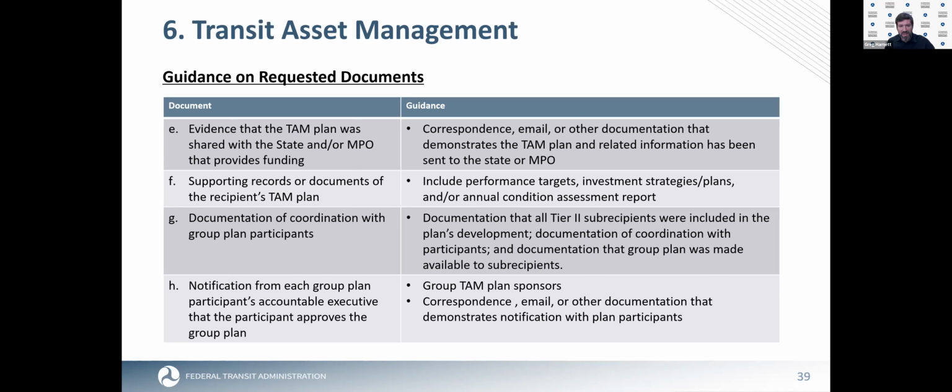Moving on to item H, again, group TAM plan sponsors would provide notification from each of the participants in the group TAM plan that basically shows that the accountable executive from your participants, so each sub-recipient that you have, they also have to have their own accountable executive. So again, item H can take the form of correspondence, a copy of email documentations, or really anything else that shows that as a group TAM plan sponsor, you've actually notified each plan participant. We'll continue to the next slide.